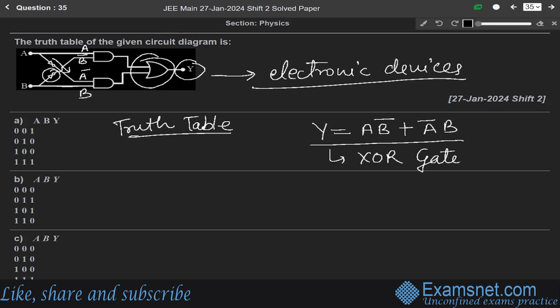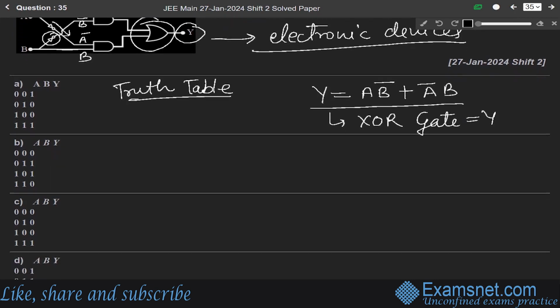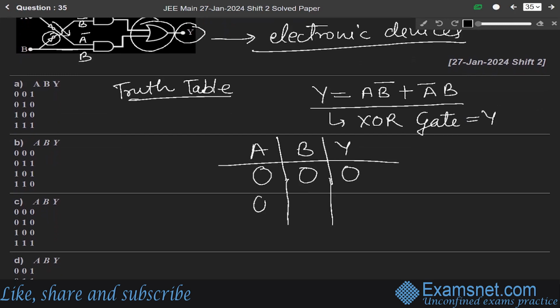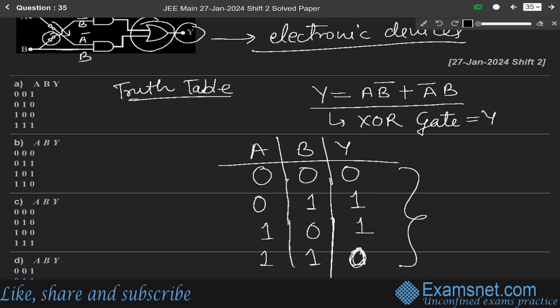So Y is a XOR gate, and we know the truth table for the XOR gate is as follows. A, B, these are two inputs and this is the output. When there is 0, 0, we get 0. When there is 0 and 1, we get 1. When there is 1, 0, we get 1. And when there is 1, 1, we get 1. So we get 0, sorry. When there is 1, 1, we get 0. So this is the truth table for the XOR gate. So our correct answer is option B, that is 0, 0, 0, 0, 1, 1, 1, 0, 1 and 1, 1, 0.